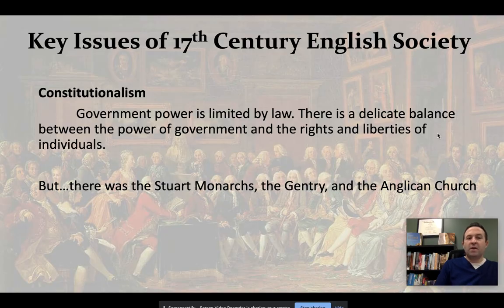And so this is the positive side of things. This is what's pushing this idea. However, on the other side of things, the Stuart kings, the Stuart lineage, believed authority came from God, and they didn't want any parliamentary restraints. And then there was the other problem of the gentry and the church. Of course, the gentry are your wealthy landowners who came to dominate politics in the House of Commons, which is the lower house of Parliament.